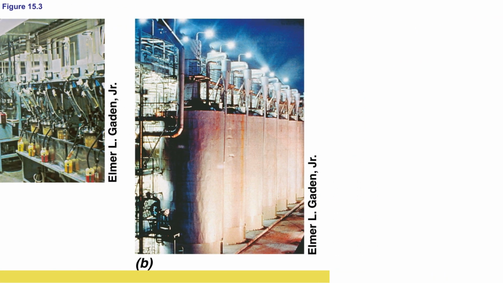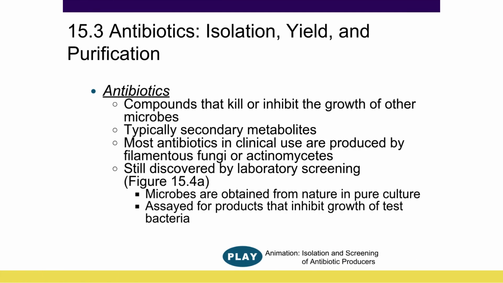Coming up, we discuss section 15.3, Antibiotics, their isolation, yield, and purification. Antibiotics are compounds that kill or inhibit the growth of other microbes. They are typically secondary metabolites. Most antibiotics used in clinical medicine are produced by filamentous fungi or by actinomycetes bacteria.